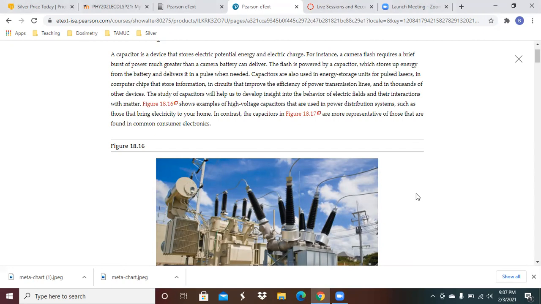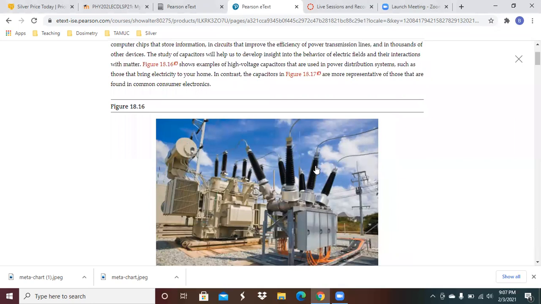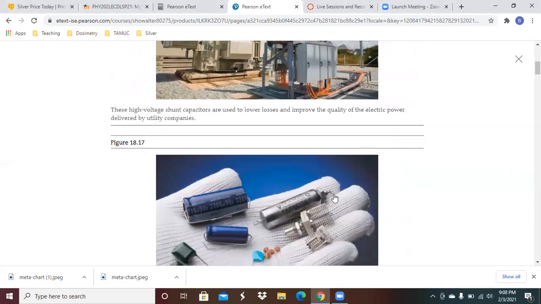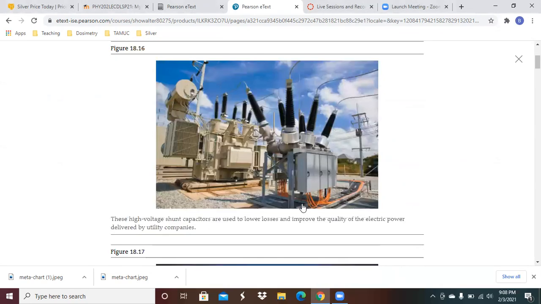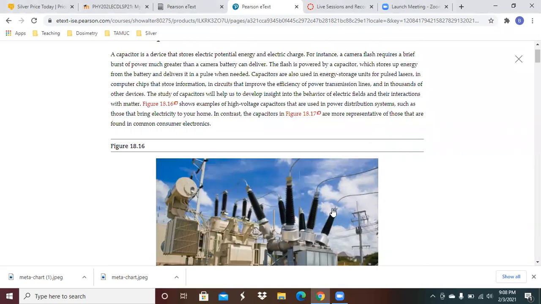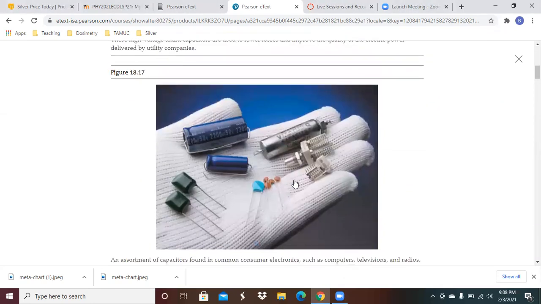The study of capacitors will help develop insight into the behavior of electric fields and their interactions with matter. This figure shows high voltage capacitors that are used in power distribution systems, which you may have seen in substations like this. That will bring electricity to your home. In contrast, the capacitors in this type of arrangement are more representative of those you find in common consumer electronics.